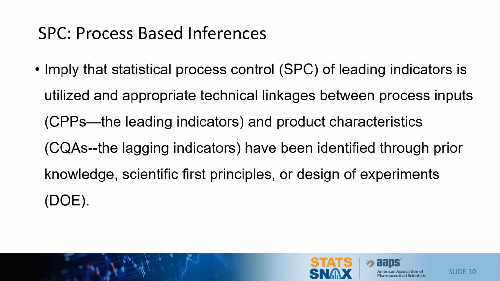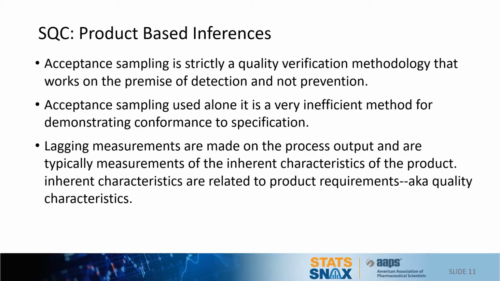In contrast with your SQC, it's your product-based inferences. And again, that's your acceptance sampling and control charting of your lagging measurements, your critical quality attributes. Acceptance sampling is a quality verification methodology that works on the premise of detecting and not prevention. Acceptance sampling alone is a very inefficient method for demonstrating conformance to specification.